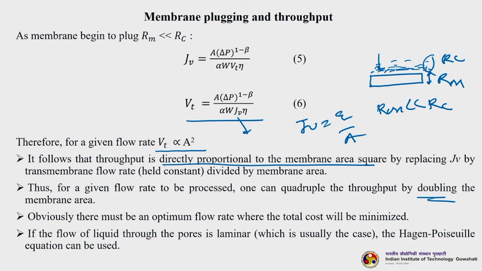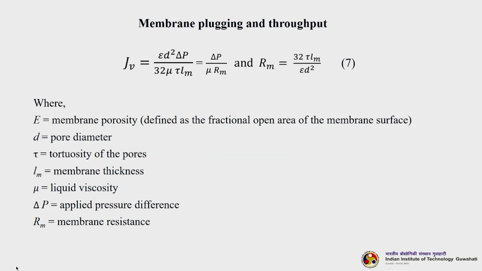Obviously, there must be an optimum flow rate where the total cost will be minimized; cost has to be taken care of. If the flow of liquid through the pores is laminar, which is usually the case, the Hagen-Poiseuille equation can be used. We know what Hagen-Poiseuille is, I am just showing it again. So, you can write JV equals epsilon d squared delta P by 32 mu tau Lm, that is nothing but delta P by mu Rm, where Rm is a constant. Epsilon is the membrane porosity, d is the pore diameter, tau is the tortuosity of the pores, Lm is the membrane thickness, mu is the liquid viscosity, delta P is the applied pressure difference, and Rm is the membrane resistance.